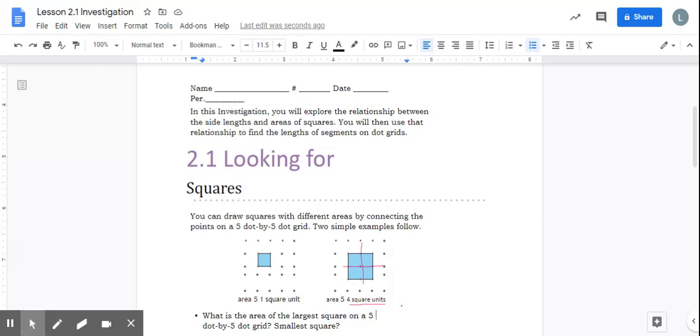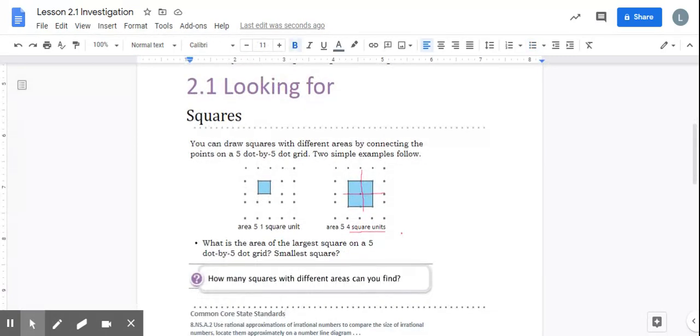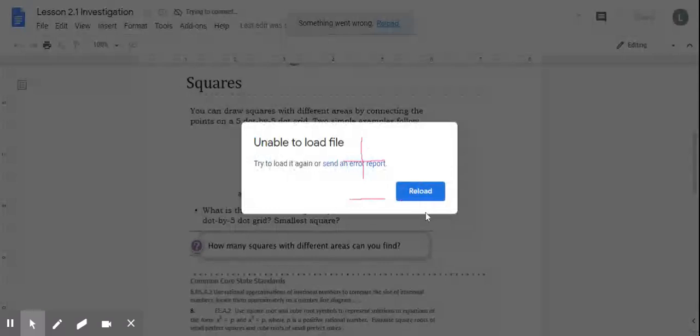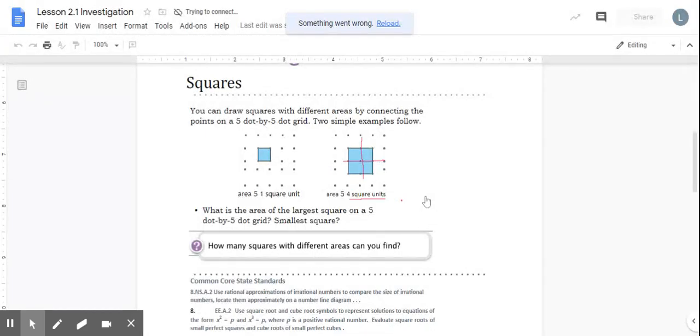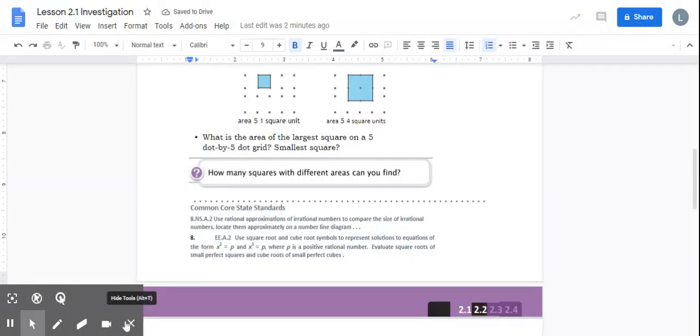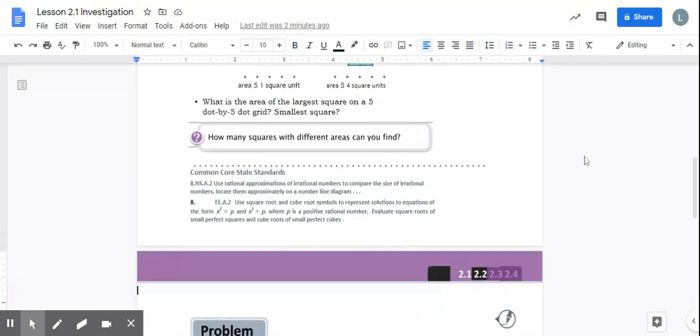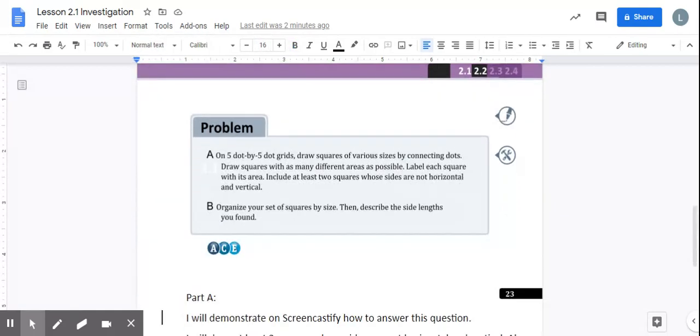And then down here, it says, you don't have to answer this question, but think about it. What is the area of the largest square on a 5 by 5 dot grid and the smallest square? And you'll be answering that here in just a little bit. How many squares with different areas can you find? And that's part of our focus question.